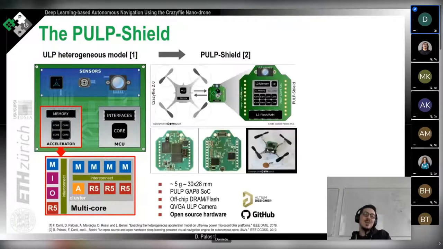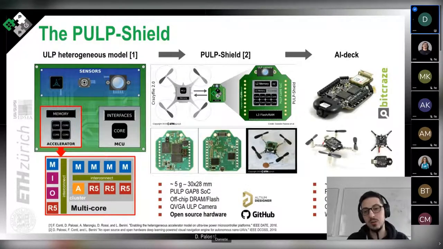Okay. Then what we did was to bring this heterogeneous model to one board compatible with the Crazyflie. It was our first design, the prototype done at ETH that we called the PULP Shield. The PULP Shield features this GAP8 system on chip, but not only. We also extended this design with additional off-chip memory and a very small ultra-low power front-looking camera. Then we released our hardware design as open source, and this was the bridge to the AI deck, optimized by Bitcraze and GreenWaves Technology and made available for all of you.